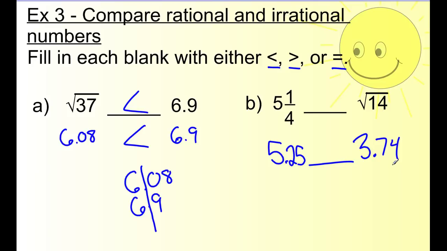So now, that's simple. The 5 is bigger. 5 point something is going to be bigger than 3 point something. So if I give you $5 and some change, and you had $3 and some change, my amount of money is going to be bigger because I've got $5 compared to your $3. So using those whole numbers can save you some time. So 5 and 1/4 is going to be bigger than the square root of 14.